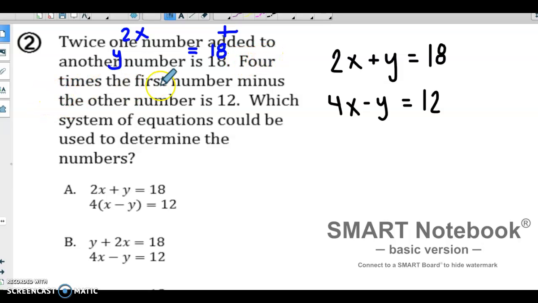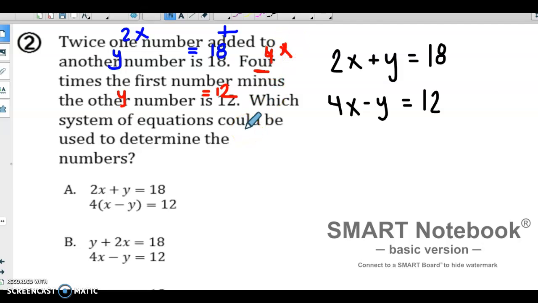Alright, 4 times the first number. So my first number was x, so now I have 4x minus, so I'm going to put a subtraction sign, the other number, well that was y, is 12, so that equals 12. So then here we have 4x minus y equals 12. By reading the second sentence, we've written the second equation in our system.